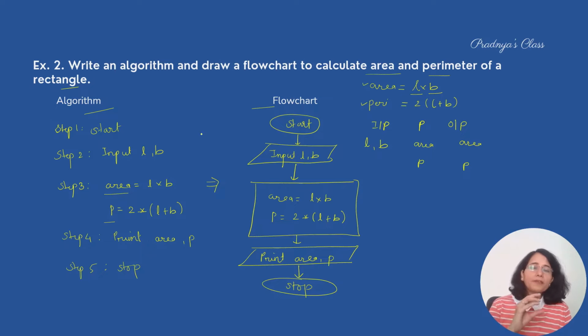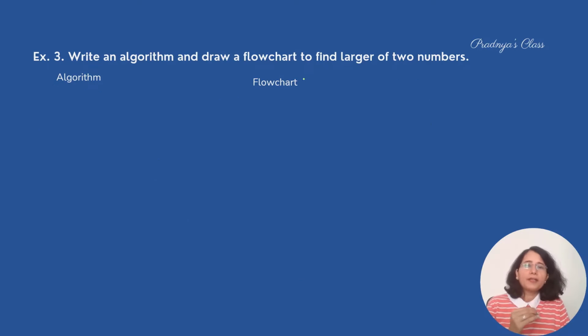These two examples were very simple, in which all the steps were executing from the first step to the last step. Now let's consider one more example based on decision making, where we are using one condition, and based on the condition some statement will execute and some will not execute. So let's take one more example in which we have to find the larger of two numbers.